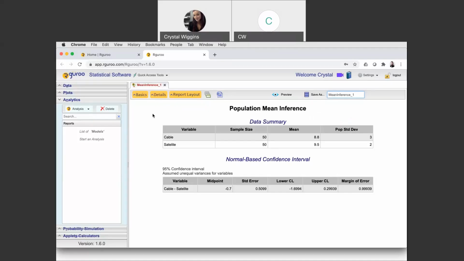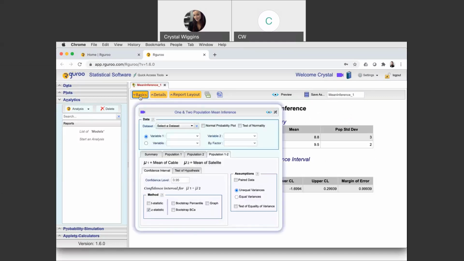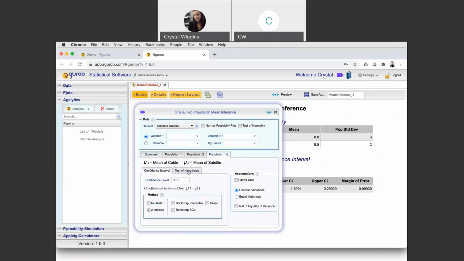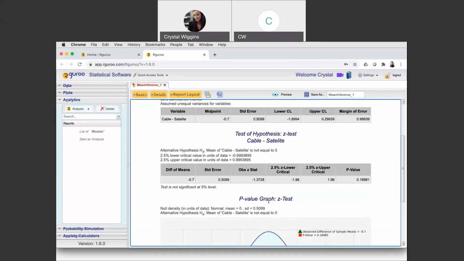So I can just come back to basics here from the same screen where I was doing the confidence interval because the values are already put in here for me. And then I'll go to test of hypothesis. The significance level is 0.05. The alternative hypothesis is a not equal to sign to 0. We are using a z-test statistic and our variances are unequal. So you can see here it says the alternative hypothesis is that the mean difference of cable minus satellite is not equal to 0.